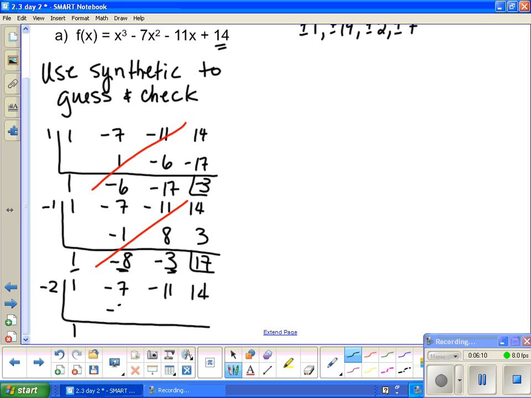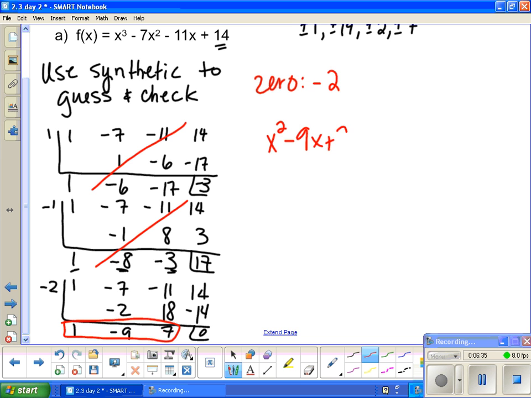1, negative 2, negative 9, 18, 7, negative 14. Okay, so my first 0 is negative 2. And what I have left is this quadratic here of x squared minus 9x plus 7 equals 0. Well, that's not factorable.